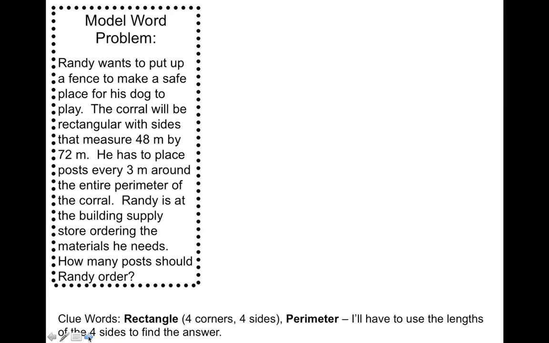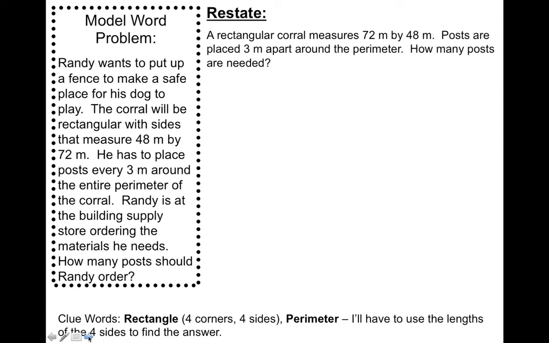So here's a sample problem. Pause your video and read through the problem. Now that you've read through the problem, we're going to apply the strategy. First of all, we're going to restate the problem. A rectangular corral measures 72 meters by 48 meters. Posts are placed 3 meters apart around the perimeter. I also need to know how many posts are needed.